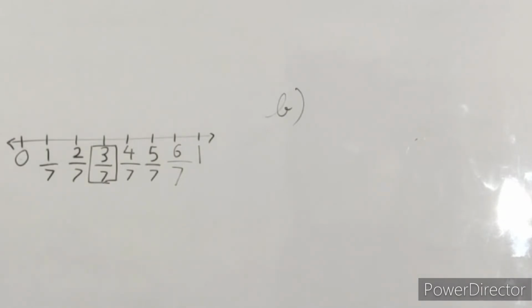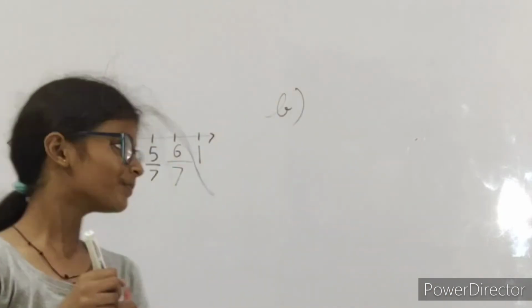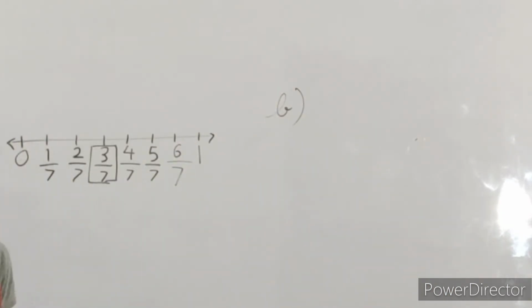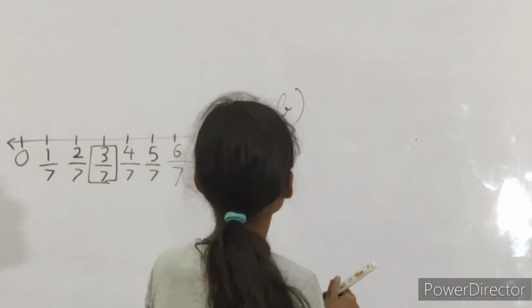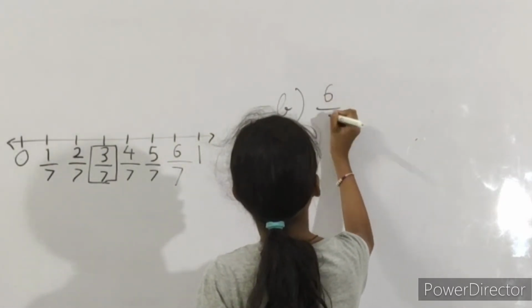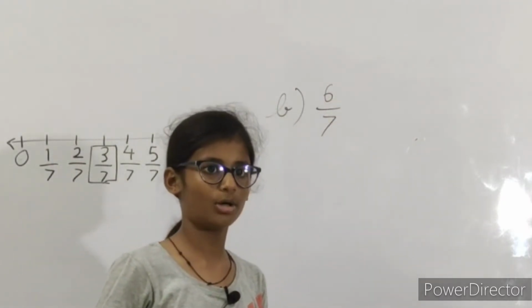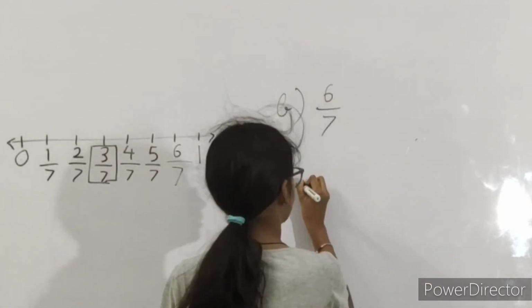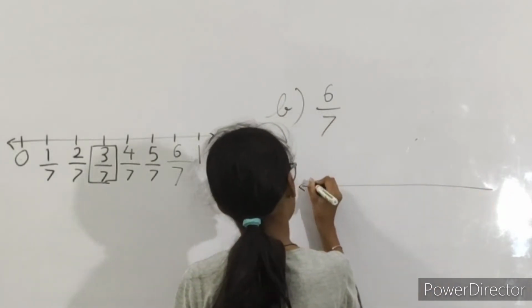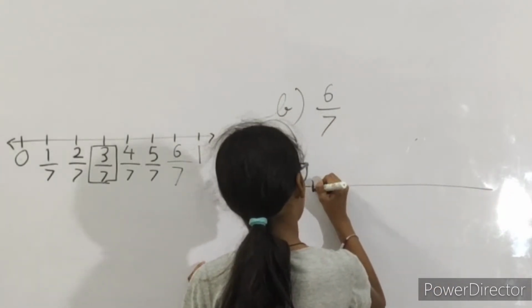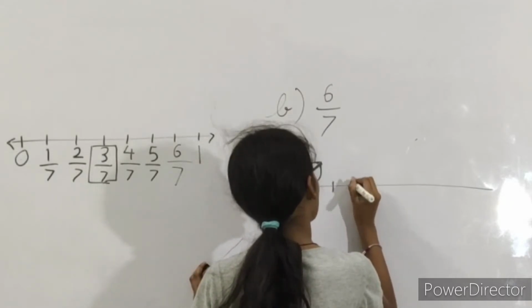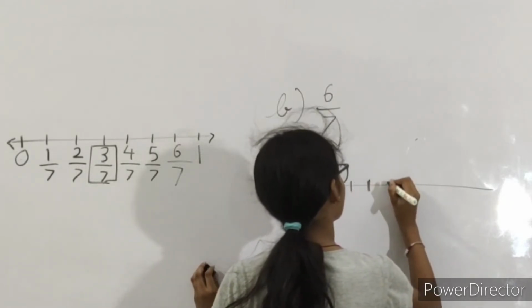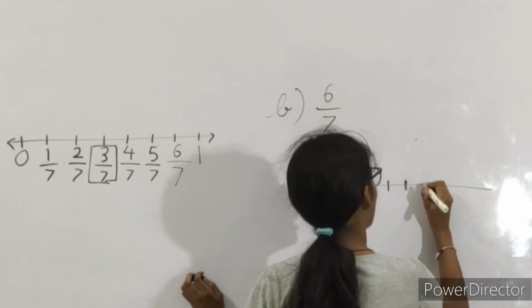Number line and okay. I came. So next is 6 upon 7. Upon, right? Yeah. 6 upon 7. Now I'll again make a number line. Okay. It's like 1, 2, 3, 4, 5, 6 and 7.